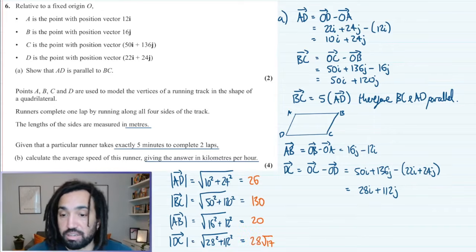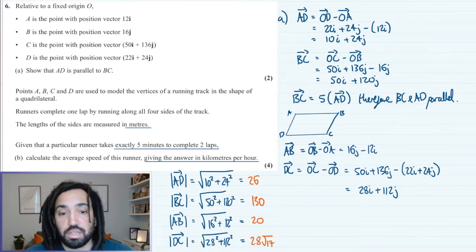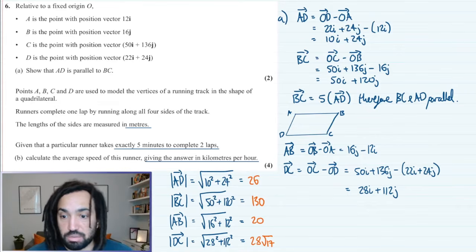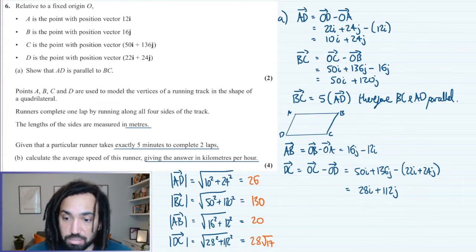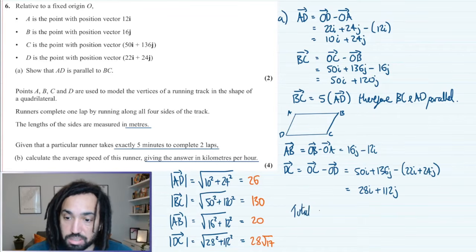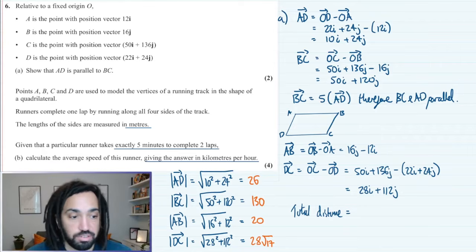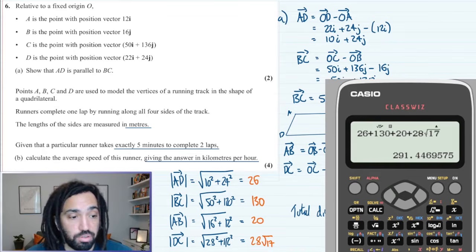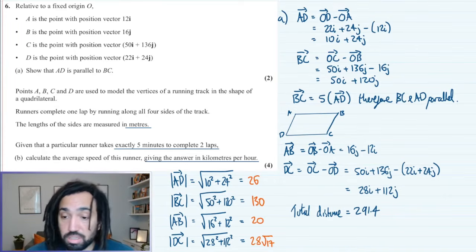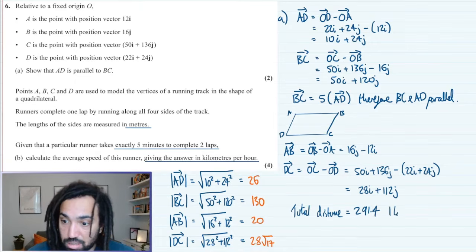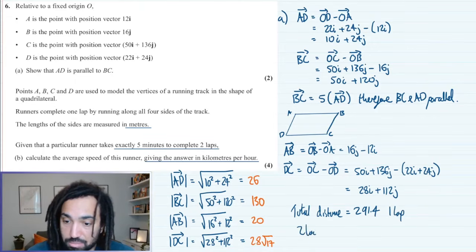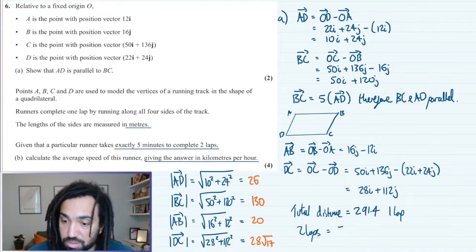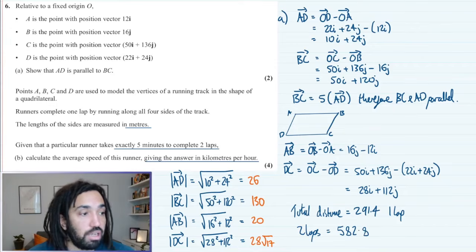Okay, so I've just put those all in my calculators, and these are the values that I've got. And now these are all meters, so I'm going to add these up. So the total distance is whatever I get when I add all these four up. And I've just done that and I've got 291.4. Okay, so that was the total distance of one lap. So 2 laps, of course, will be double this, which will be 582.8.